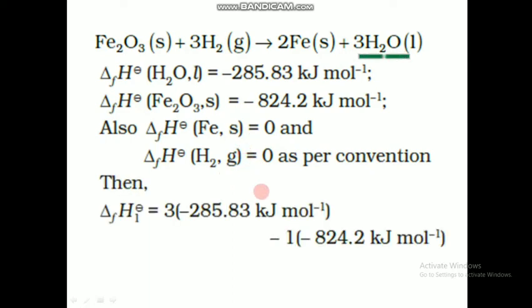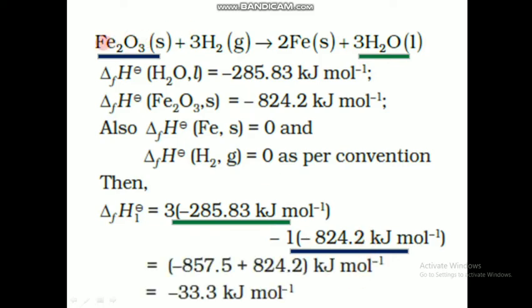So calculating, the enthalpy is equal to 3 into that of H2O, 3 into minus 285.83 kilojoules per mole. This is for the products, and for the reactant, minus 1. 1 is the stoichiometric coefficient of Fe2O3. So 1 into minus 824.2 kilojoules per mole. This will give us the answer for the enthalpy of this particular reaction. So if we change the moles, or alter the number of moles present in this reaction, we'll get another value.